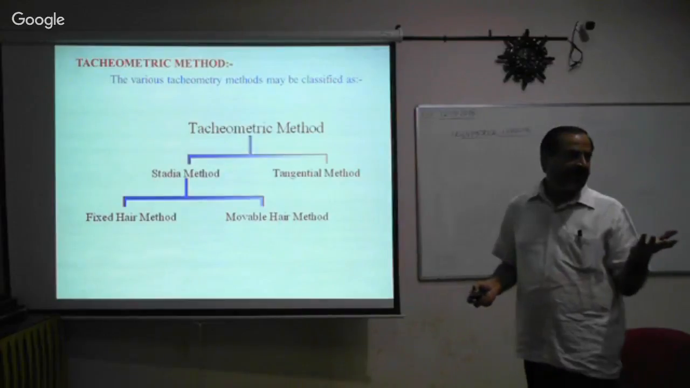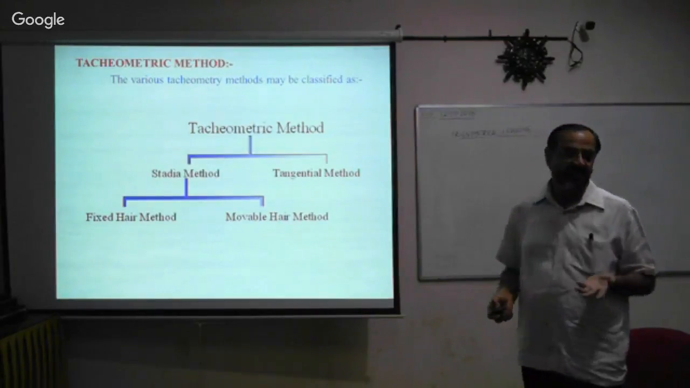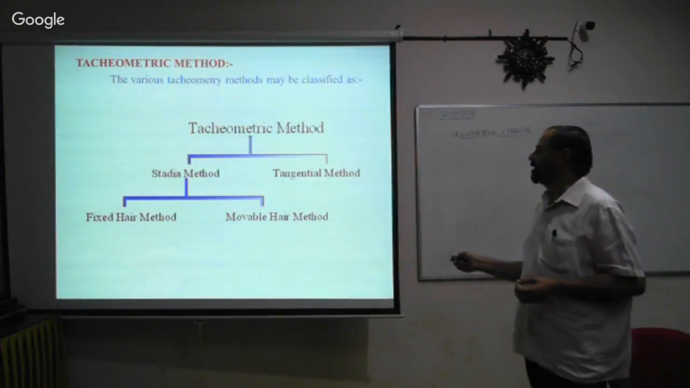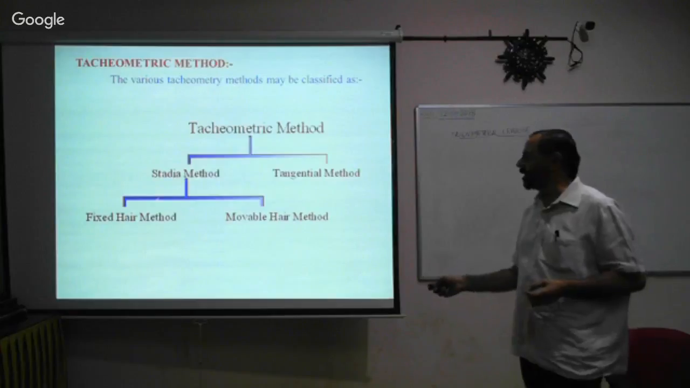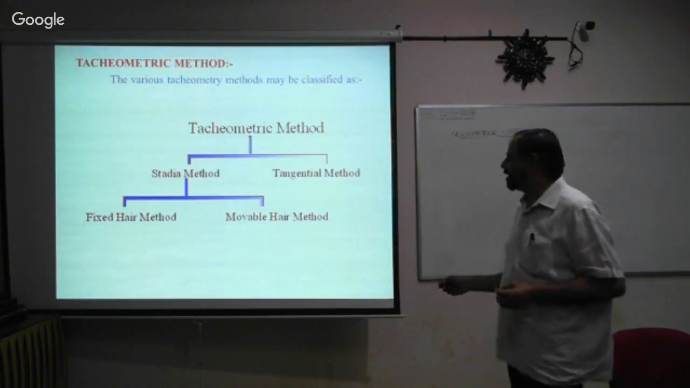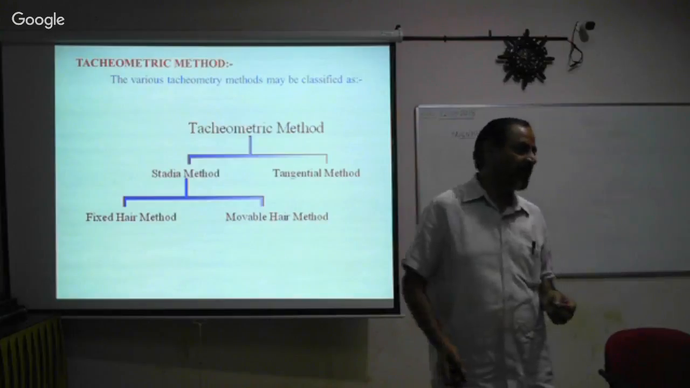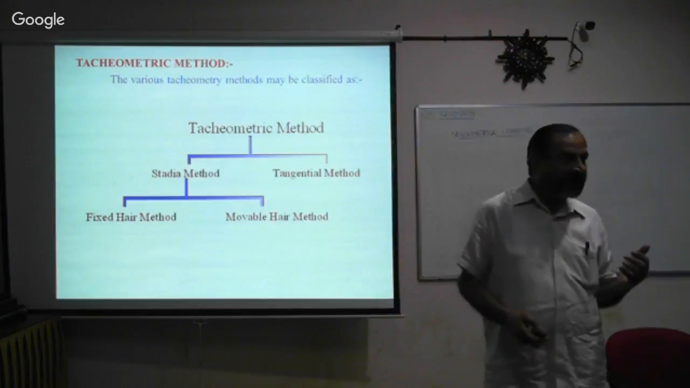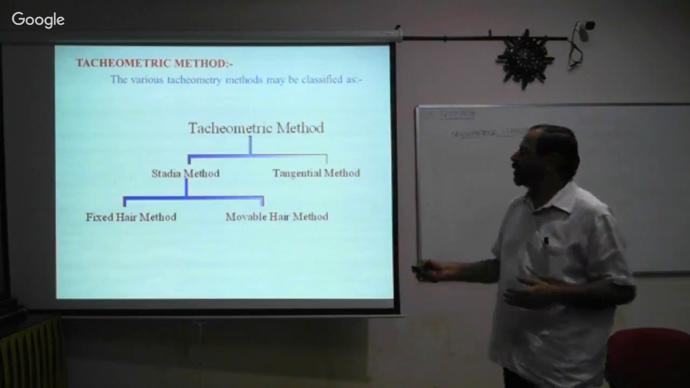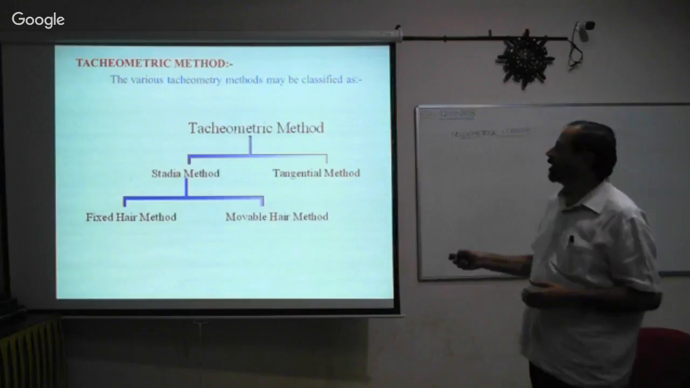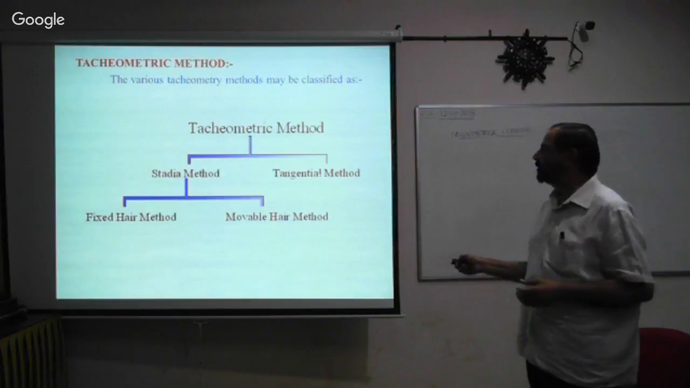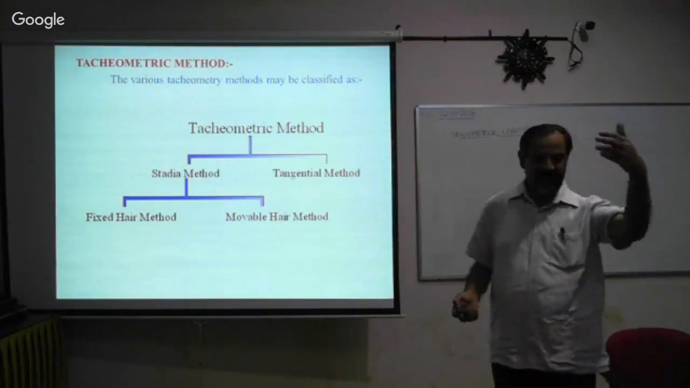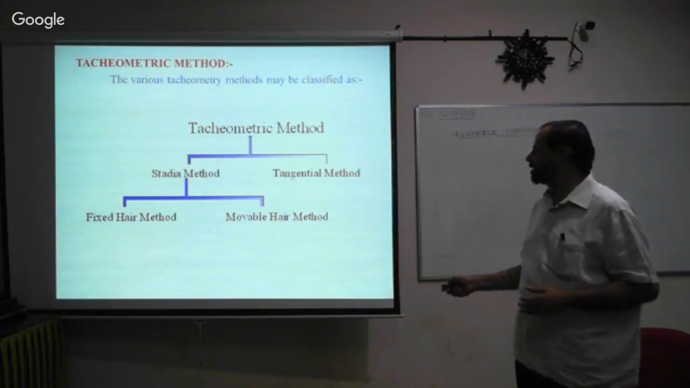Now these are the different types of tacheometric methods. One is the stadia method, the other is the tangential method. In the stadia method, there is the fixed hair method and the movable hair method. Okay, I will explain that a little later. Now let us concentrate only on these two, the stadia method and the tangential method. Then we will come back in the next class. Now we will discuss all these things a little more.